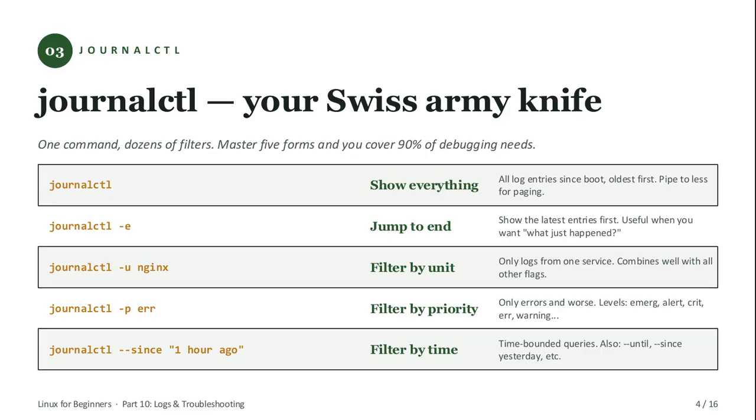On its own, it dumps every log since boot. Useful, but overwhelming, so pipe it through less. Add -e to jump straight to the end when you want to know what just happened. Use -u to focus on a single service like nginx, -p to filter by priority so you only see errors and worse, and --since to bound things in time. Honestly, mix and match those five and you'll handle the vast majority of real debugging.